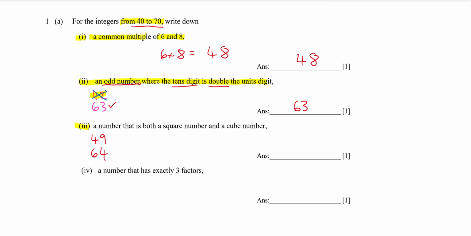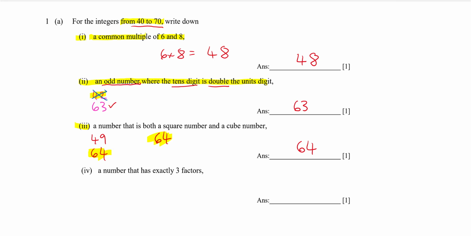And cube numbers, so if we had, say, 3 cubed, 3 times 3 times 3, that's 27, so that's too low. If we had 4 times 4 times 4, that'll be 64. And you can see that's going to be our answer because it's both a square number and a cube number, and it is between 40 and 70. So our answer then for part 3 is going to be 64.